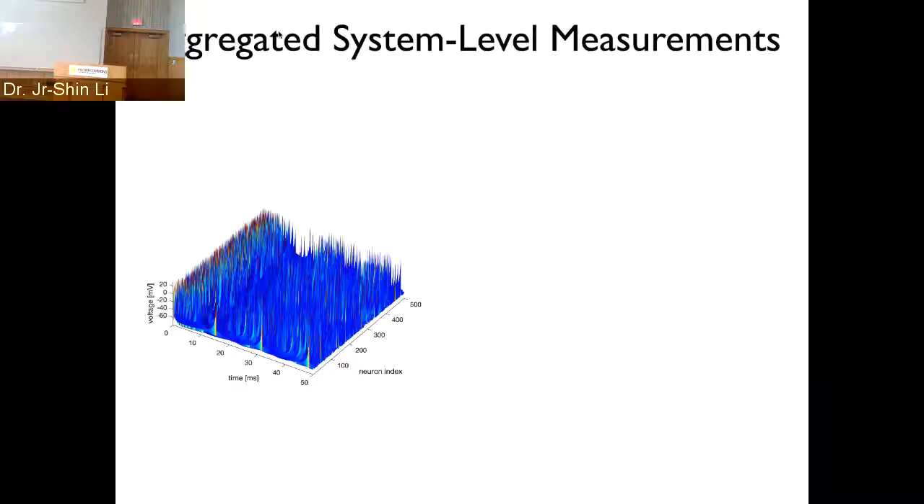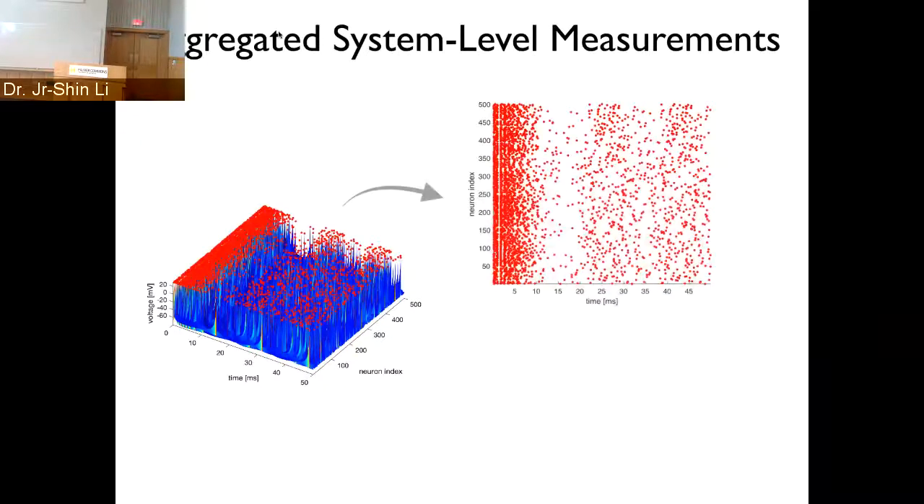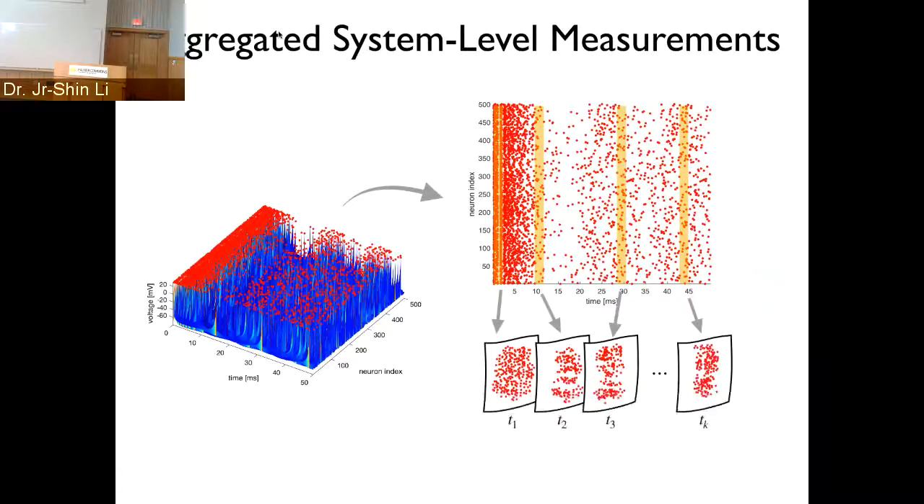This is an illustration of a recording of spiking activity in a population of neurons. If you look at the top view, these are the spikes. In many cases, the spiking activity can be monitored as a whole, but the activity of each individual neuron might not be known. So you can just observe this as a population level measurement.